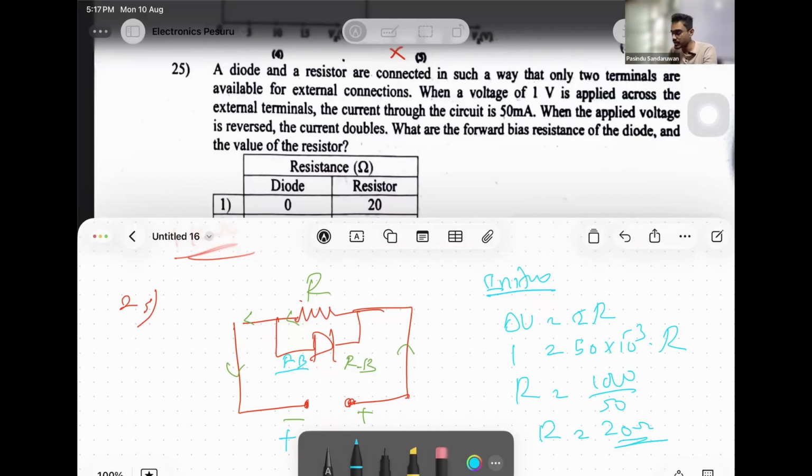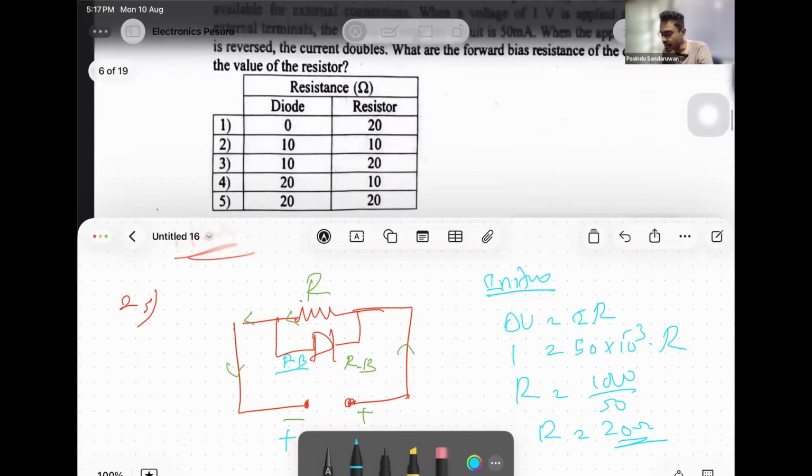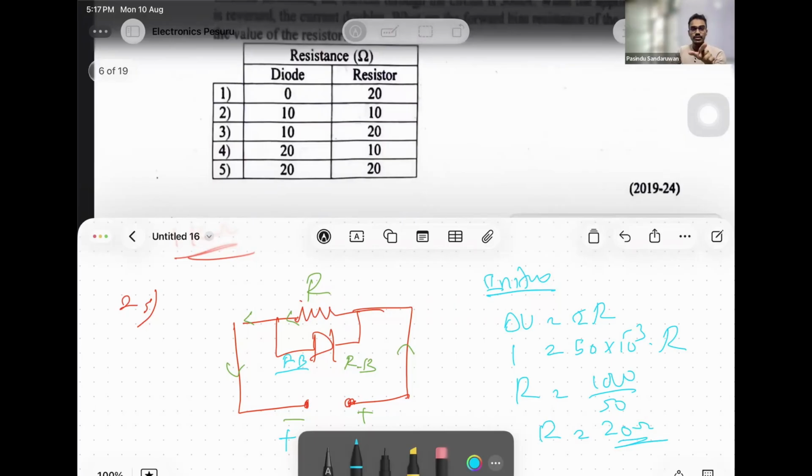If the resistance of the resistor is 20 ohms, and if the resistance of the diode is also 20, when they are in reverse condition, right? Reverse means when the EMF is reversed, the diode is forward. Then if they were 20 and 20 both, 1 over 20 plus 1 over 20 becomes 1 over 10. Then resistance is halved, then current doubles. Then definitely it should be 20 and 20.